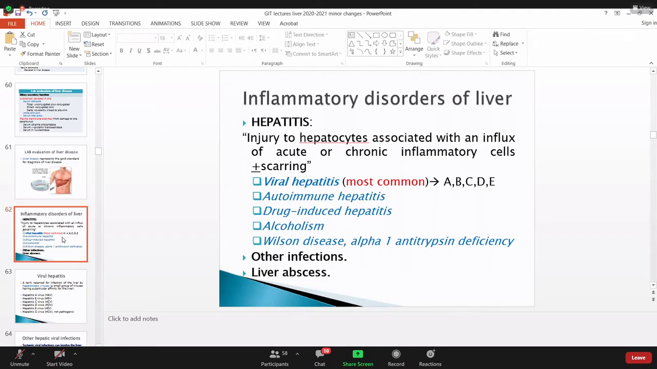Other, as we said, especially hepatitis C virus and hepatitis B virus can cause chronic liver disease. So hepatitis means inflammation or injury to hepatocytes associated with influx of acute or chronic inflammatory cells with or without scarring. Scarring means fibrosis. The most important causes of hepatitis are viral hepatitis, autoimmune hepatitis, drug-induced hepatitis, alcoholism, Wilson's disease, and alpha-1 antitrypsin deficiency. Other infections and liver abscesses may be part of the inflammatory conditions that affect the liver.